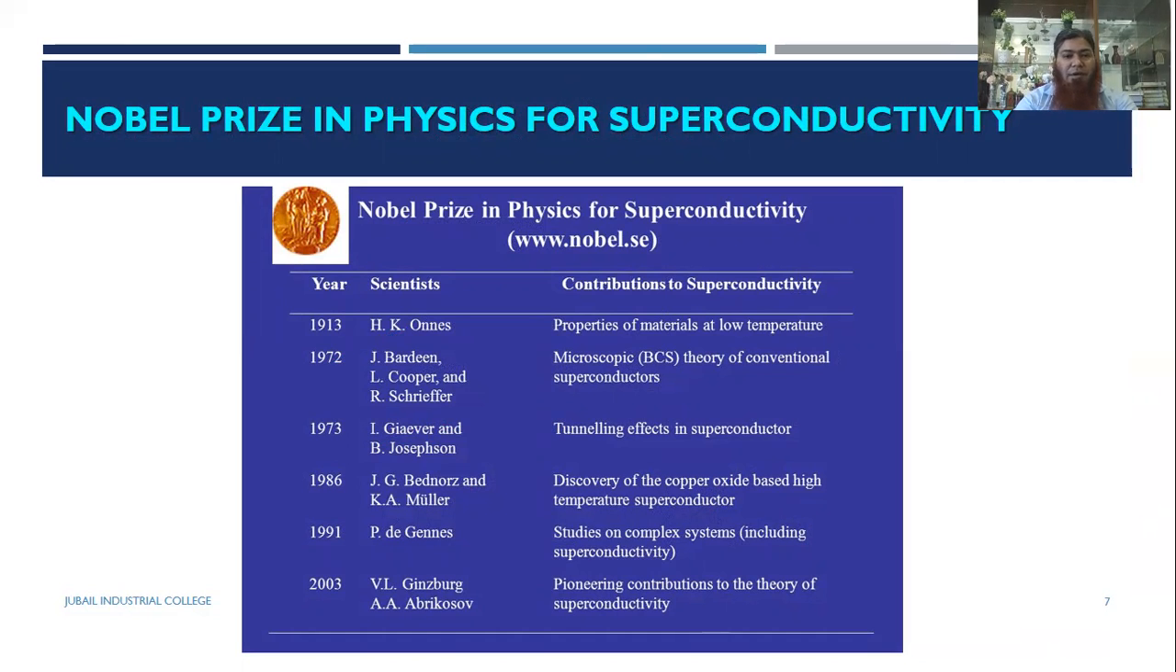In 1986, it was given to Bednorz and Muller for the discovery of the copper-based superconductors, which are cuprate superconductors. In 1991, it was given to de Gennes for studies on complex systems, including superconductivity. And in 2003, it was given to Ginzburg and Abrikosov for their pioneering contribution to the theory of superconductivity. So this is the history in the field of superconductivity. The Nobel Prize was given six times.